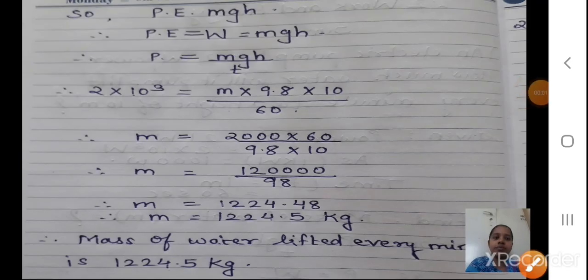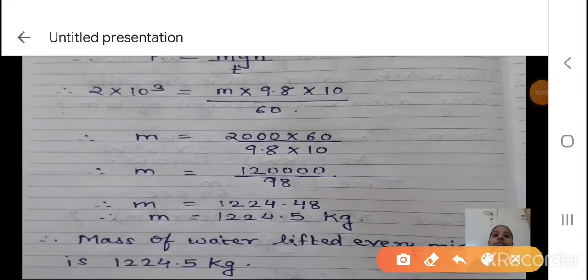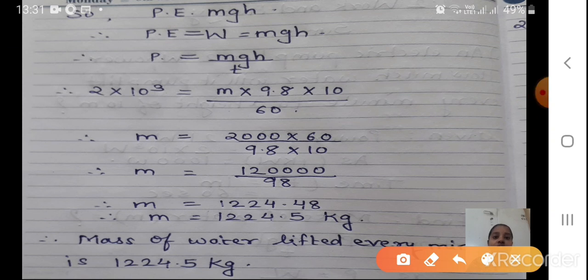Now see here, I'll show you. As I told you, potential energy will be there, it is mgh. Here you can see I have written mgh. And what is potential energy equal to? The work. See here, I have written that it is equal to mgh. So what is the formula now? Power has become mgh upon t.